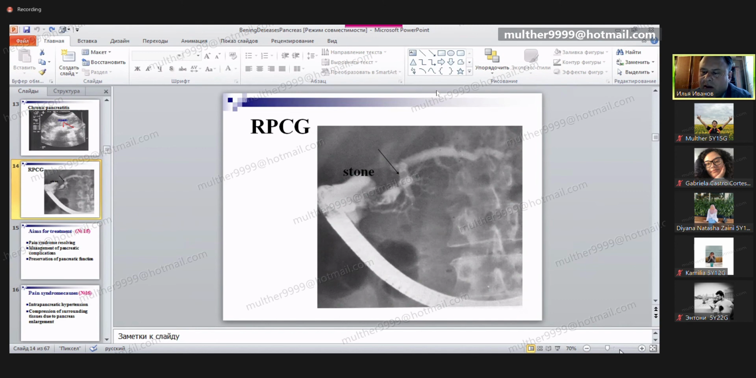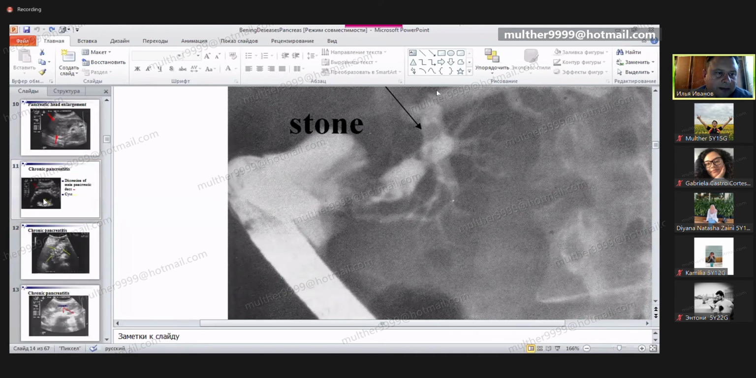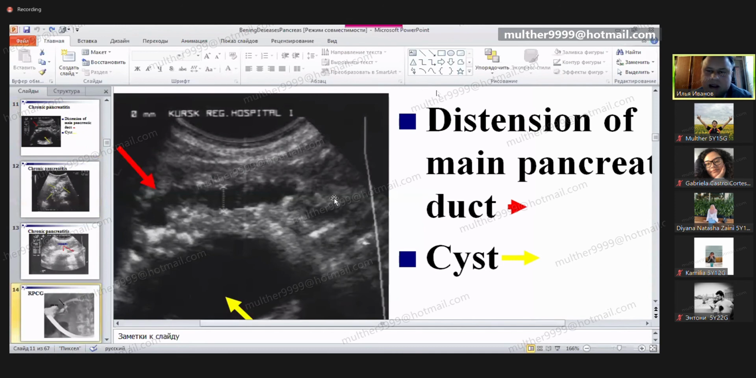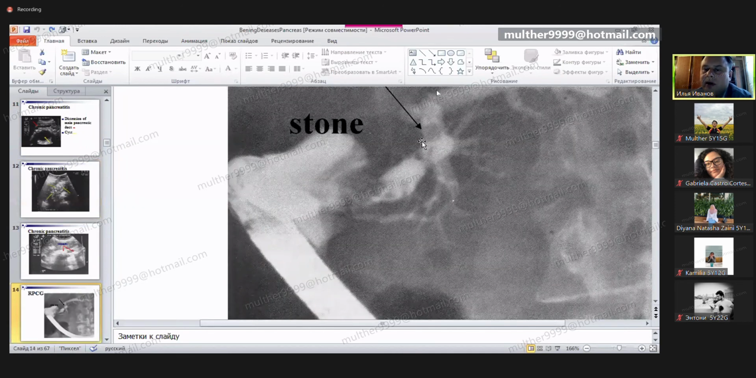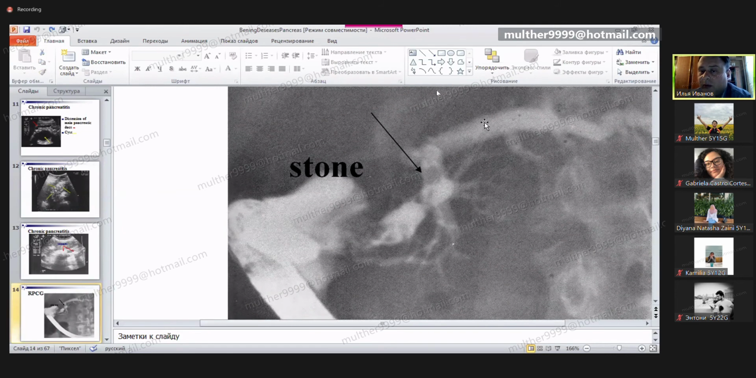The main result of this investigation is the finding of a stone in the distal part, maybe like here, the presence of the same stone. This is by the ultrasound investigation, and this is by the X-ray investigation. The presence of the stone leads to hypertension, an increase of the pressure.